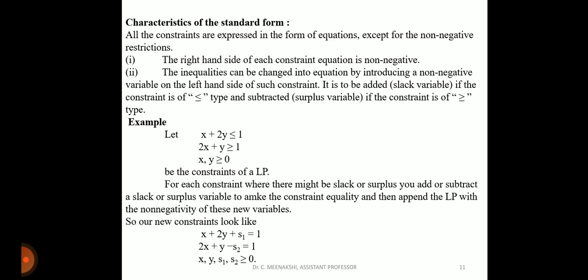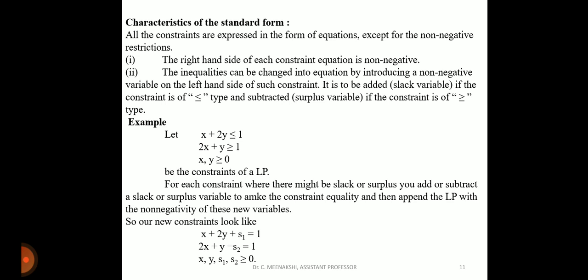If it is a less than or equal to constraint, we have to convert it to equality by introducing a slack variable. If the inequality is of greater than or equal to type, we have to convert it into equality type by introducing a surplus variable. For example, suppose we consider the constraints x plus 2y less than or equal to 1 and 2x plus y greater than or equal to 1 and x, y greater than or equal to 0 be the constraints of an LPP. We have to convert into standard form.